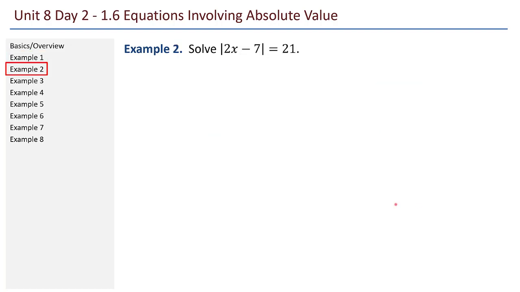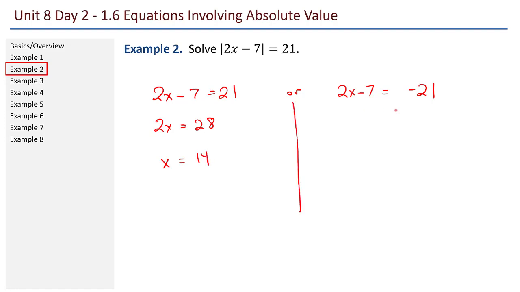Example 2. Solve the absolute value of 2x minus 7 equals 21. So right away, if I drop the absolute values, I get 2x minus 7 equals 21, or 2x minus 7 equals negative 21. So I just have two equations to solve. In the first case, I'll add 7 to both sides, 2x equals 28, and then divide by 2, x equals 14. In the second case, I will add 7 to both sides, so 2x equals negative 14, and then divide by 2, x equals negative 7. So those are my two solutions, x equals 14 or x equals negative 7.